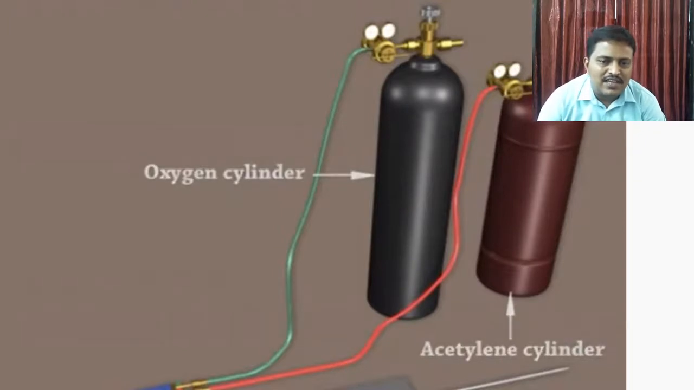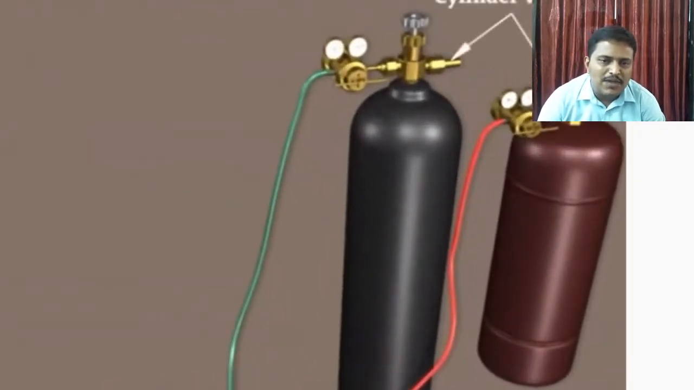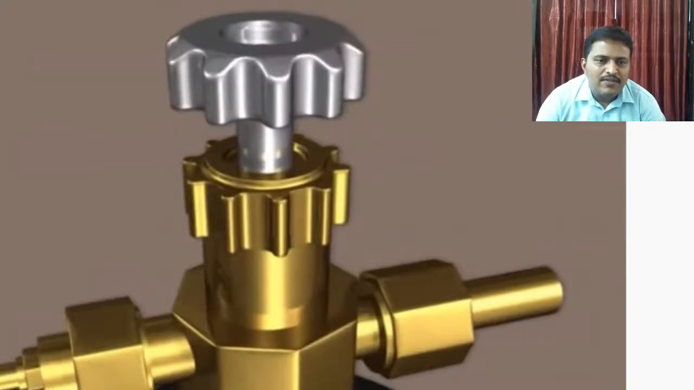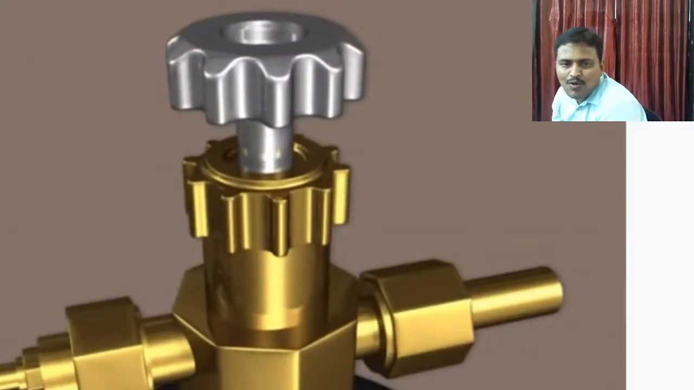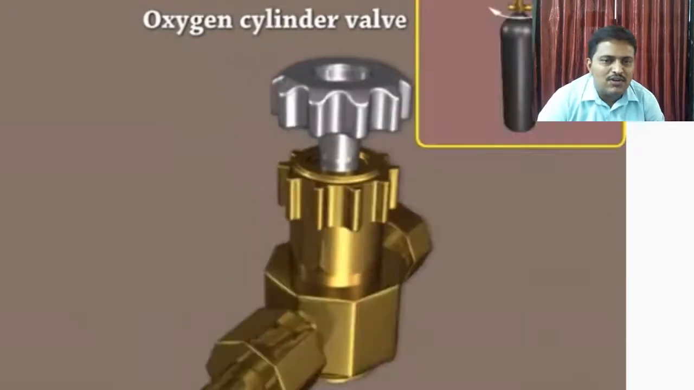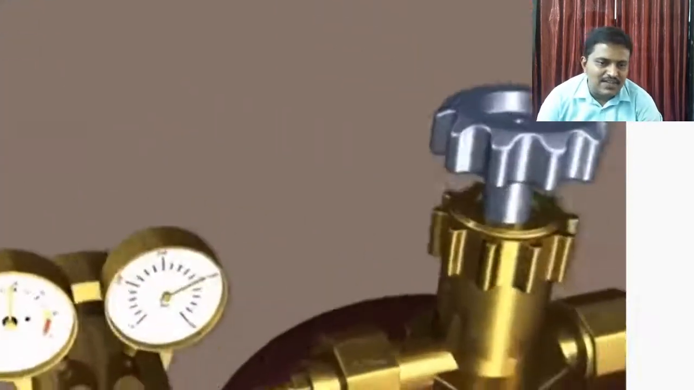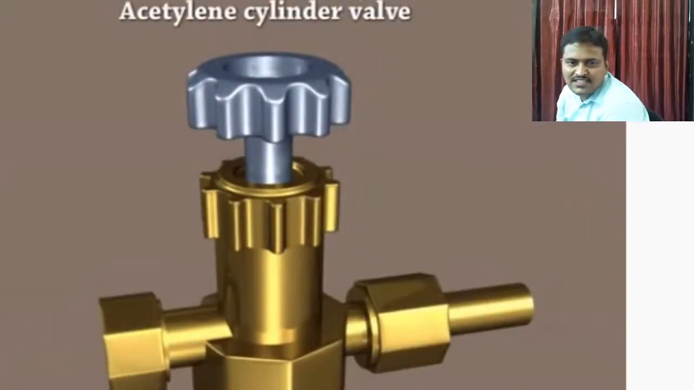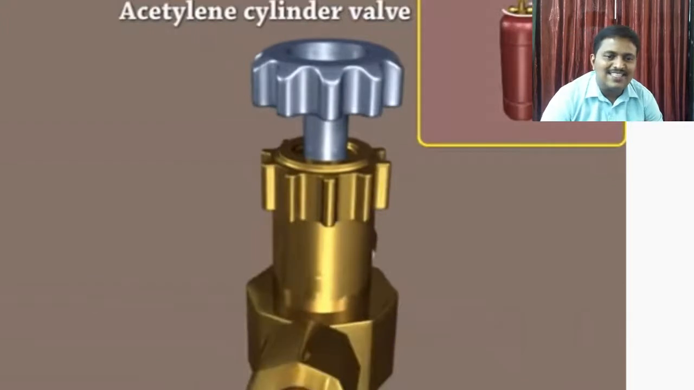From the valves and regulators, there will be hose pipes. From the valves, the hose pipes will be connected to the torch. Here we have a knob, a control valve, which will control or regulate the flow of oxygen. So there are two valves here: one is the oxygen flow control valve and the other is the acetylene flow control valve. They are fastened to the top of the cylinders. By using a knob, we can adjust the flow of oxygen as well as acetylene.